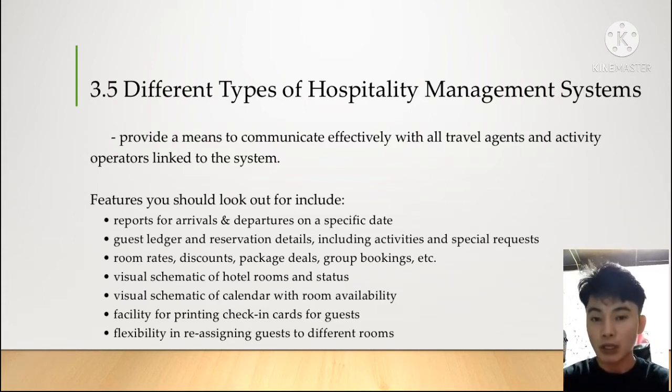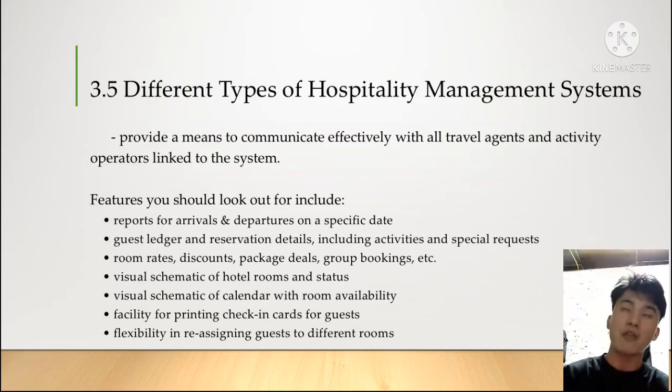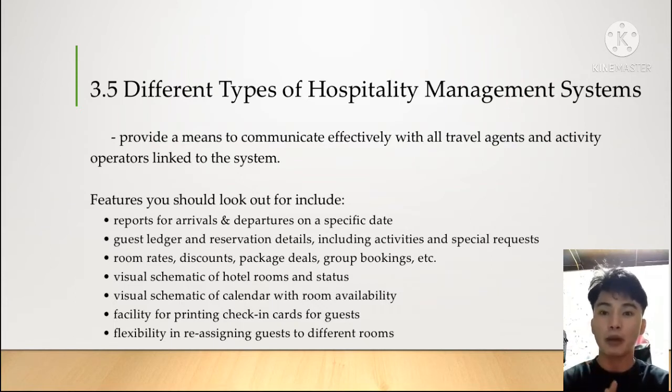The features you should look out for include reports for the arrival and departure on a specific date, guest ledgers, reservation details, including activities and special requests. So there you can see a broad range of guest folios that is needed in order for your hotel to function or to accommodate the needs and the requests of their guests. So yeah, it is also in the software. It also includes the room rates, the discounts, the package deals, the group bookings, etc.